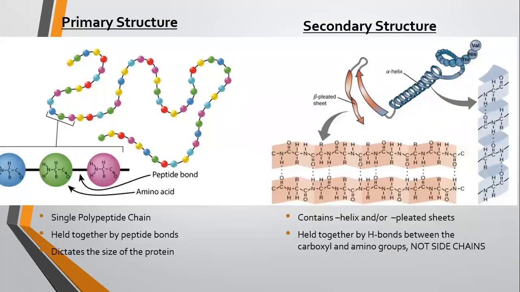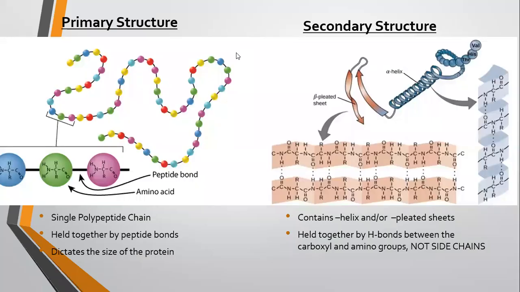The primary structure is the first step in protein folding, and it is the single polypeptide chain, which is a simple linkage of all the amino acids present by peptide bonds. The size of the protein is determined by the length of this polypeptide chain.